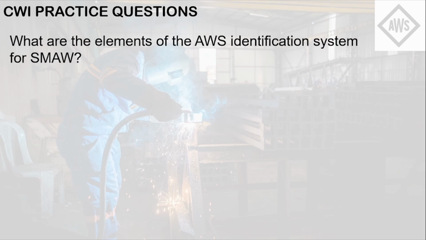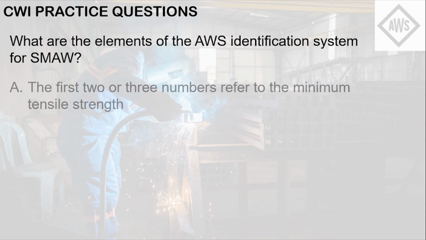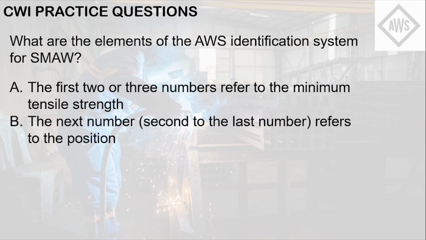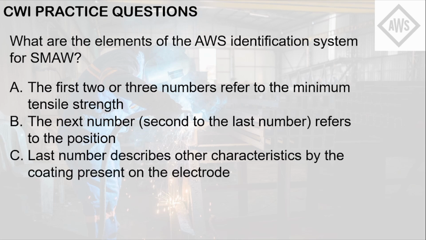So last question. What are the elements of the AWS identification system for SMAW? Letter A, the first 2 or 3 numbers refer to the minimum tensile strength. Letter B, the next number, second to the last number, refers to the position. Letter C, the last number describes other characteristics of the coating present on the electrode. Letter D, all of the above.